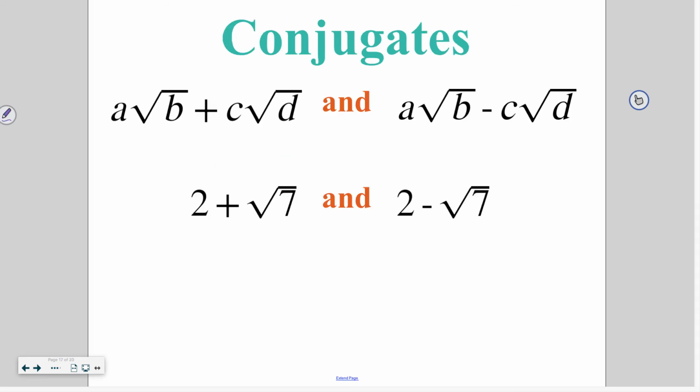Last thing we need to talk about is conjugates. So this is saying if I have the same square roots being added and subtracted, so a number times the square root of b plus a number times the square root of b is equal to the number times the square root of b minus the number times the square root of d.